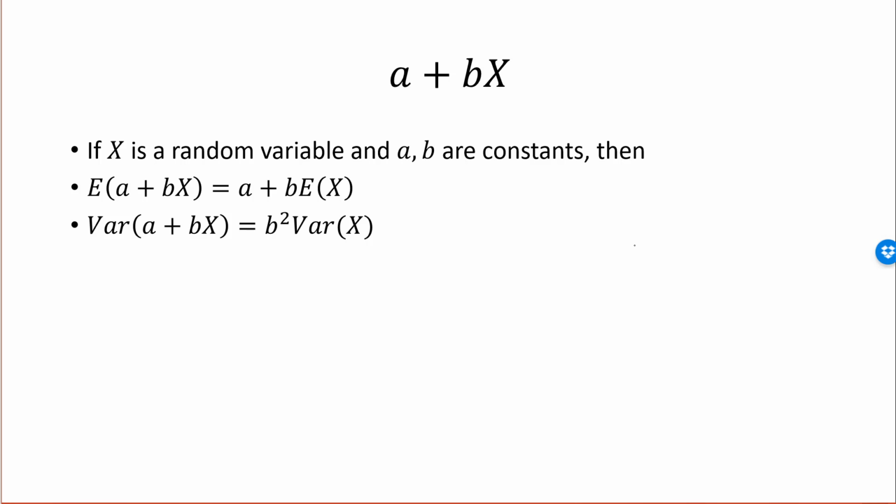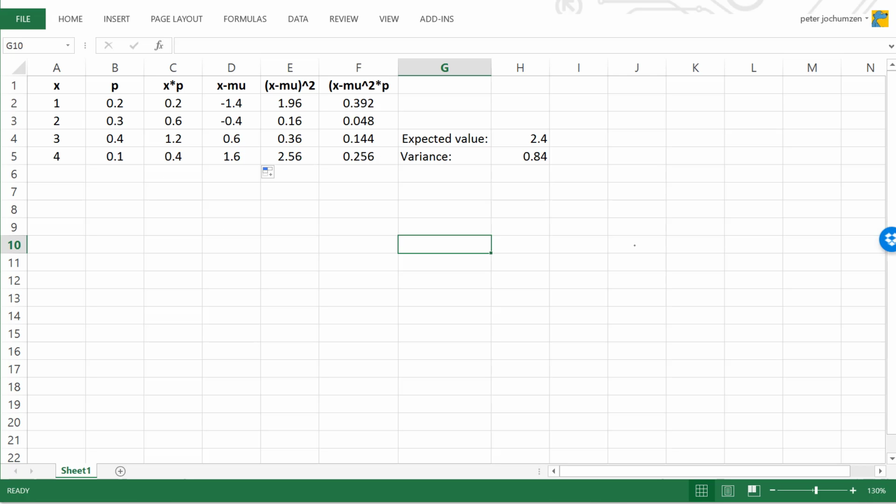Although it's not that hard to prove these from the definitions of the expected value and the variance, you have to do it first for the discrete case and then for the continuous case. I think there is much more intuition in looking at an example. So here I have my starting random variable x. It has an expected value of 2.4 and it has a variance of 0.84.